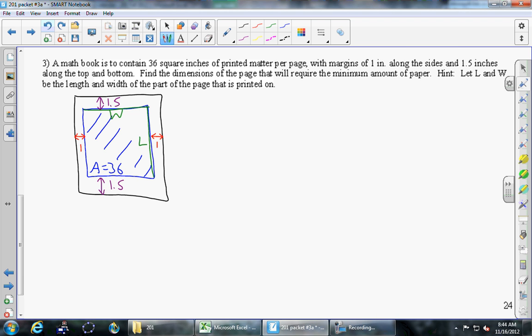And first thing to do is come up with an equation that relates those things. So we know the area is 36, so what equation can we get? Okay, so L times W is 36. And there's infinitely many solutions to that equation. And of all the solutions to that equation, we want to find the one that minimizes something. We want to minimize the amount of paper that we use.